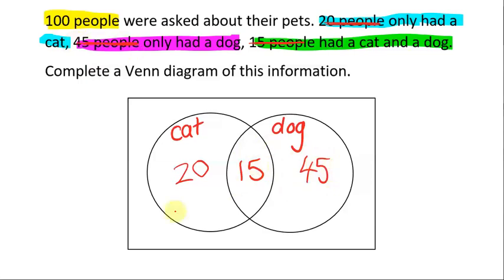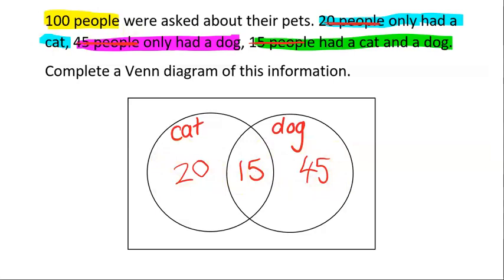So now we need to check if all of our values in our Venn diagram add up to 100. We have 20 plus 15, which is 35, plus 45 gives us 80. We only have 80 people represented on here, but 100 people were asked. So there's other 20 people.